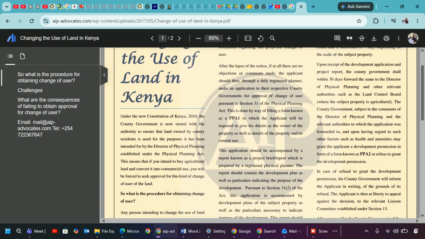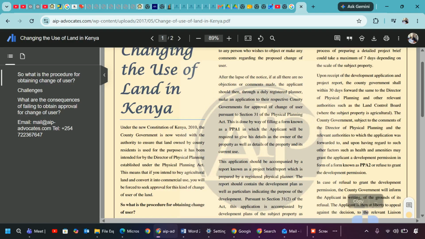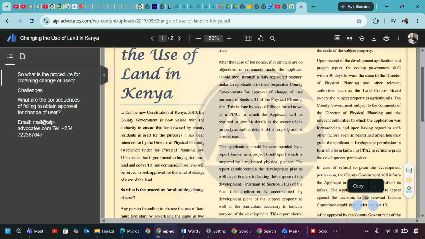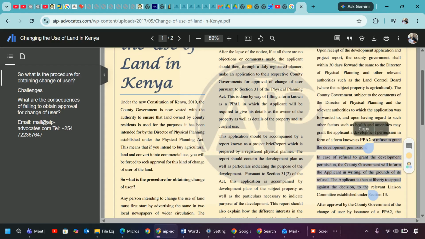We started by publication. We went to Section 31 of the Physical Planning Act, where we made an application under Form PPA1. And the particulars of PPA1 are the details of the applicant, details of the property, and the current use. And we noted that PPA1 should be accompanied by a report known as a project brief or report.